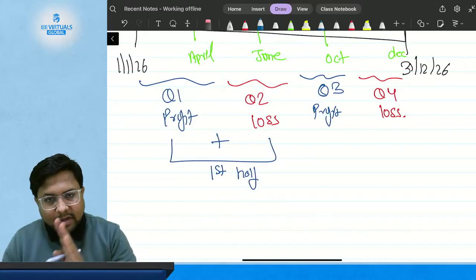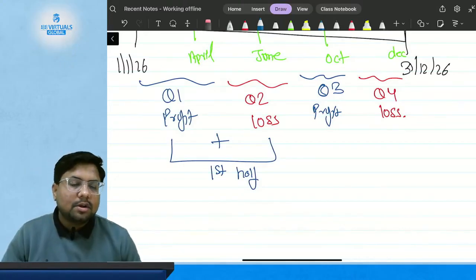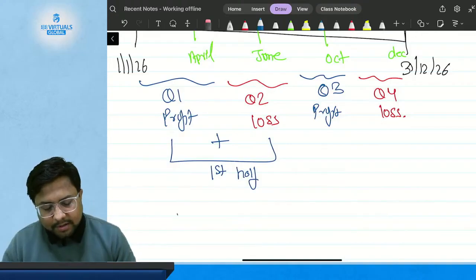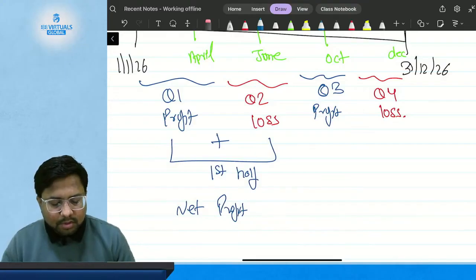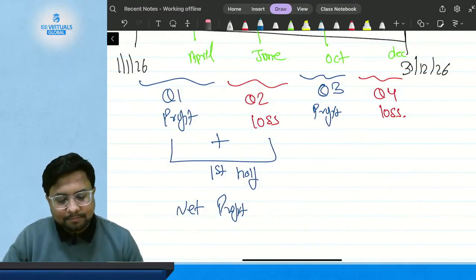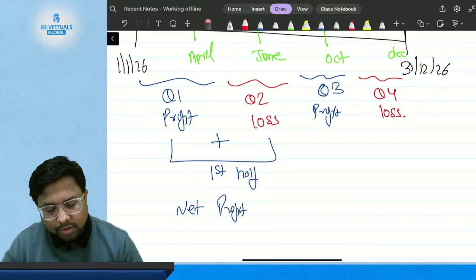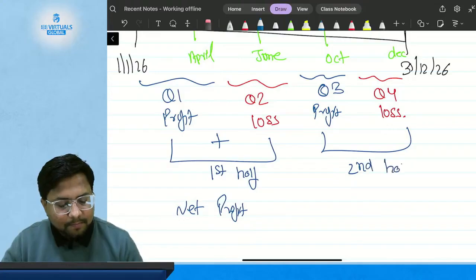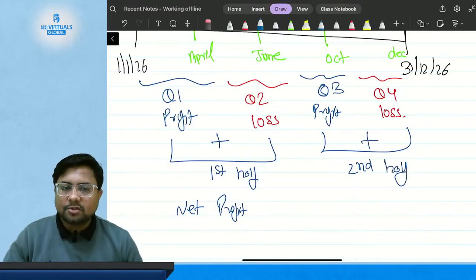So if I add my profit and losses of quarter 1 and quarter 2, and I get the net result, that is my net profit. Okay, then I ask you to give me the information about the second half of the year. So what is the second half? Quarter 3 plus quarter 4.